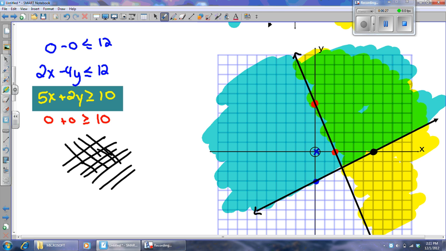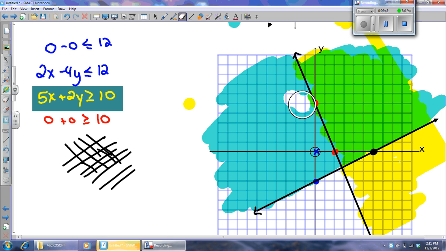Okay, and of course we know that this, where did my cursor go? I don't see you. Okay, sorry, I had a little technical difficulty.